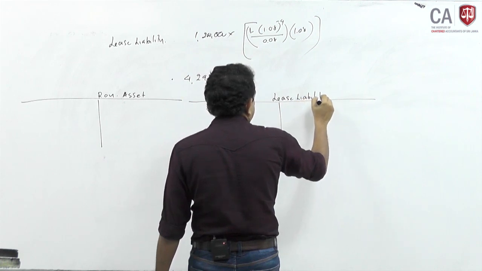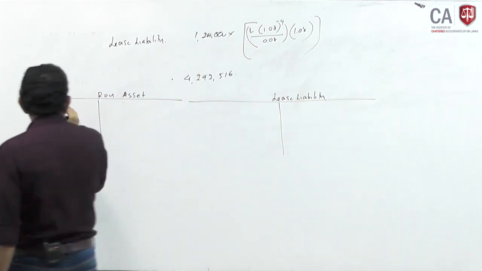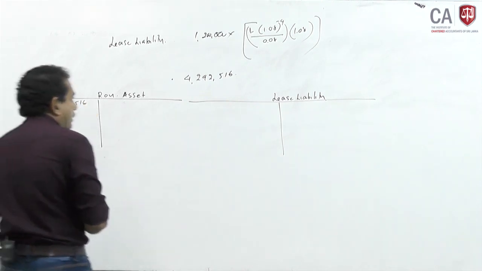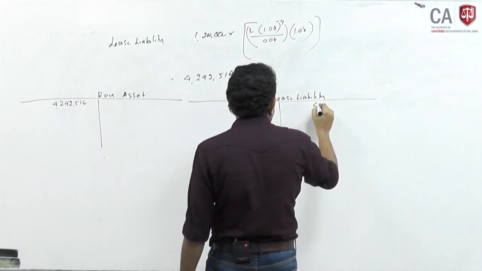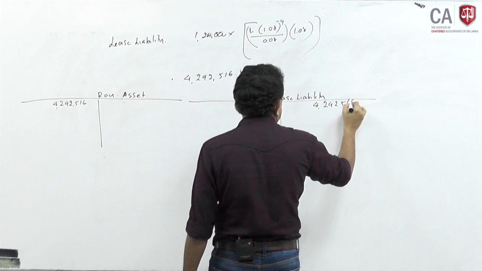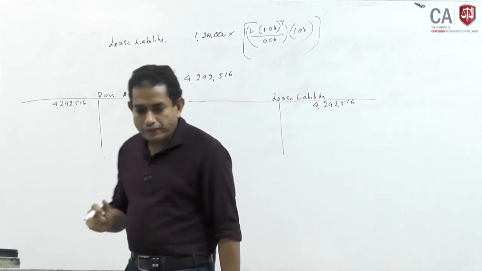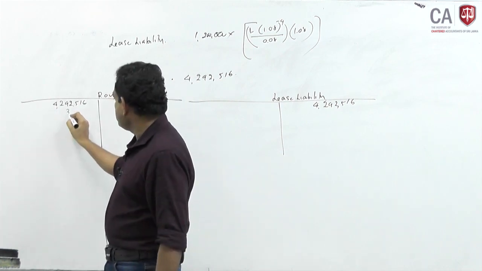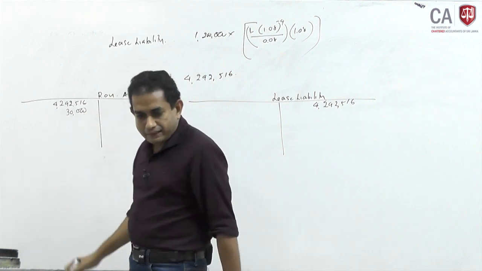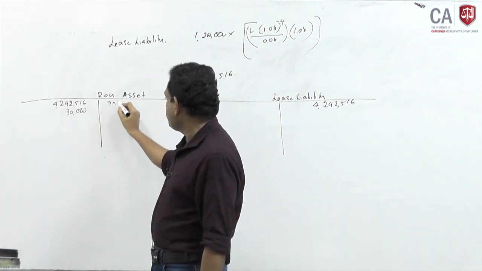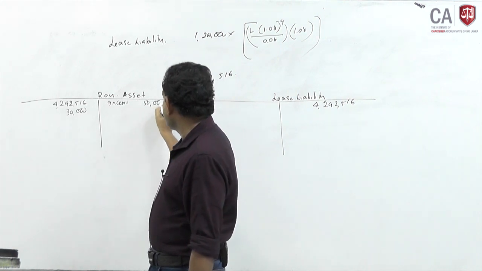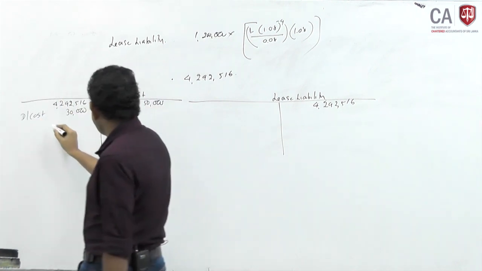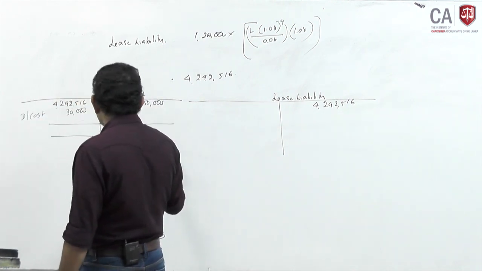Lease liability account. Debit right of use asset by 4,292,516 and credit to lease liability by 4,292,516, and for the right of use asset you need to add the direct cost of 30,000 minus the incentive of 50,000 rupees. Direct cost is added and incentive should be deducted.